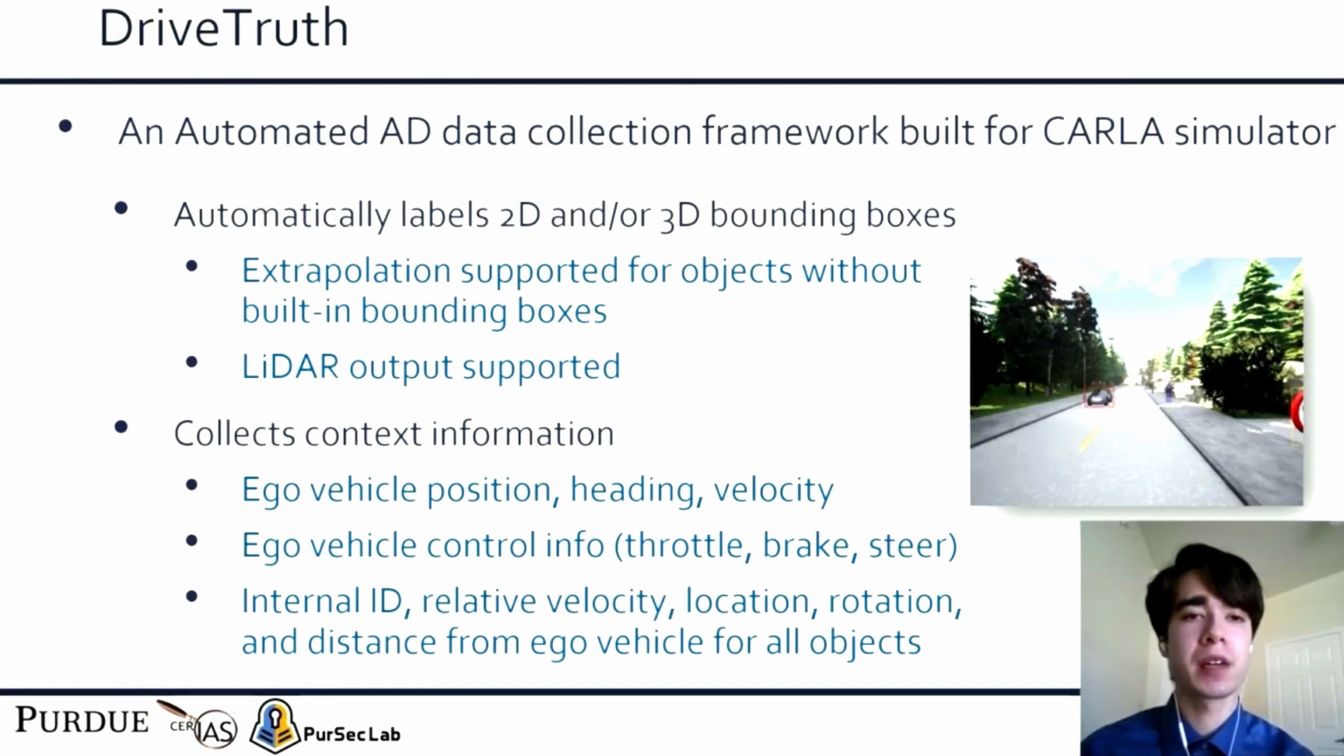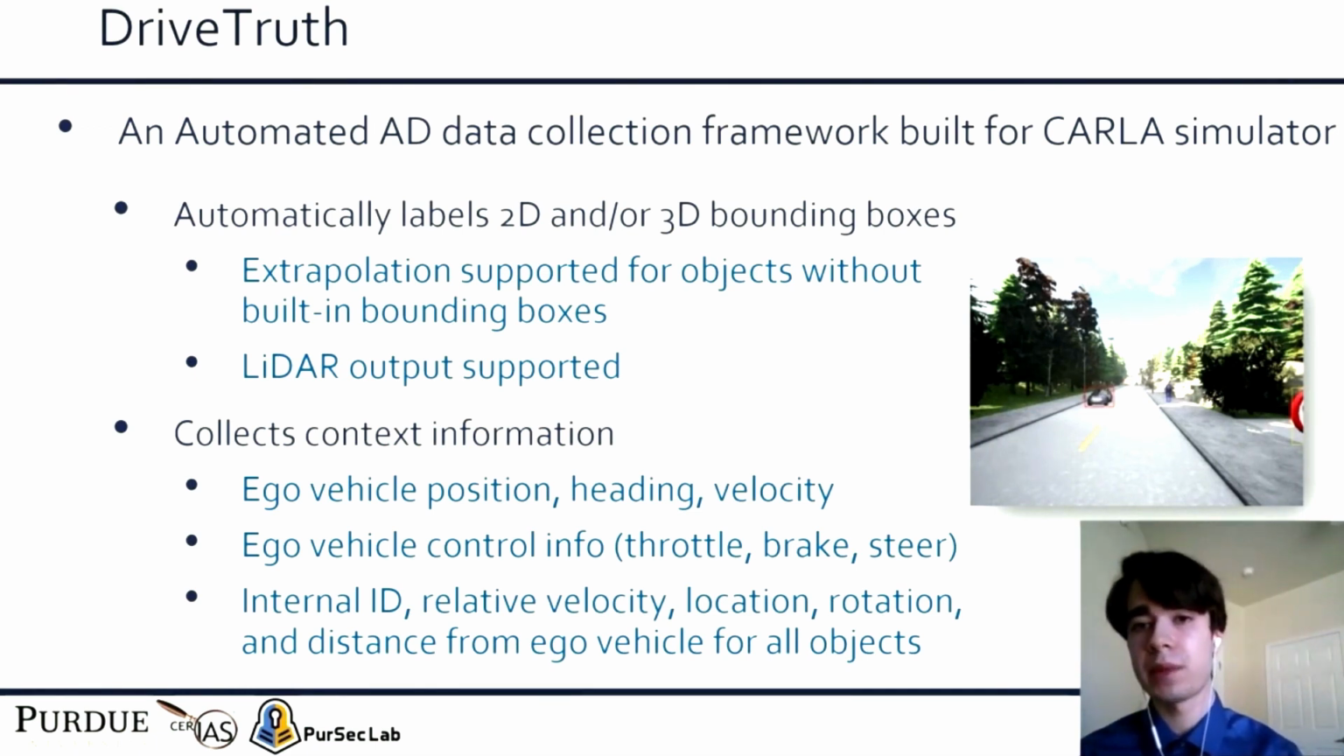DRIVETRUTH is an automated autonomous driving data collection framework built for the Carla simulator. It automatically labels 2D and/or 3D bounding boxes with perfect accuracy since we're pulling from the simulation. But even for objects that don't have built-in bounding boxes or even mesh information that you can extrapolate from, such as the traffic signs and the trees, extrapolation is supported. DRIVETRUTH can determine what their bounding boxes would be using semantic raycasts.